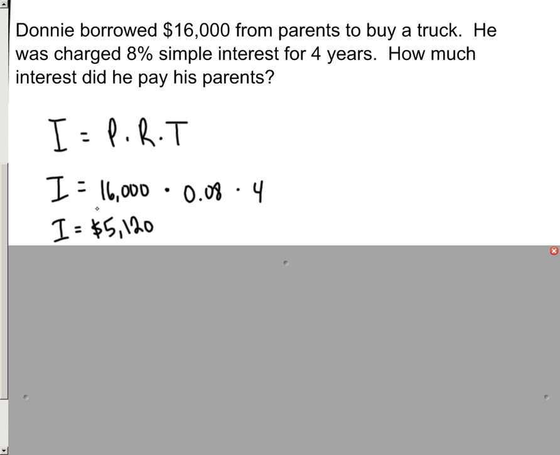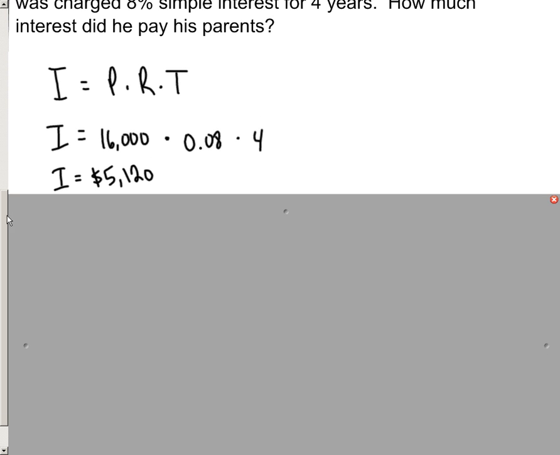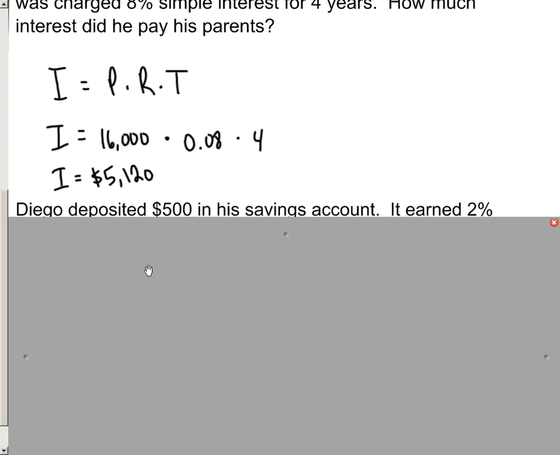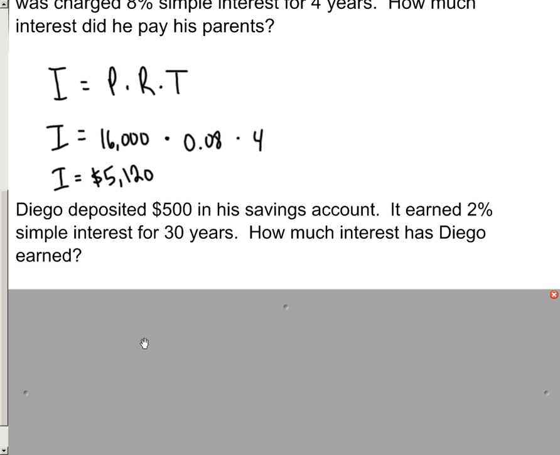So this $16,000 truck basically just cost him $21,120 because he paid back every penny to his parents plus an extra 5 grand. So he's probably thinking that they're the best parents in the world, but they just literally cost him an extra $5,000 on that truck. Now, granted, Donnie could have just saved up his money and paid the $16,000, but it might have taken him 3 years or so to do that. So Donnie's pretty happy, and his parents got $5,120 back.